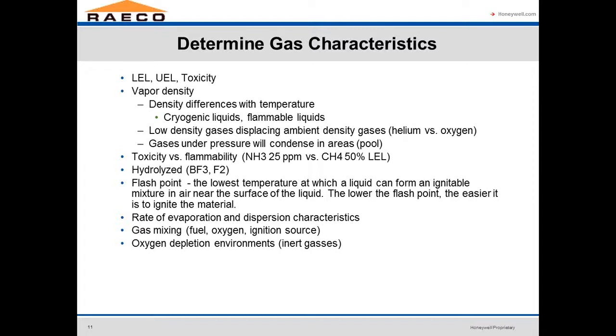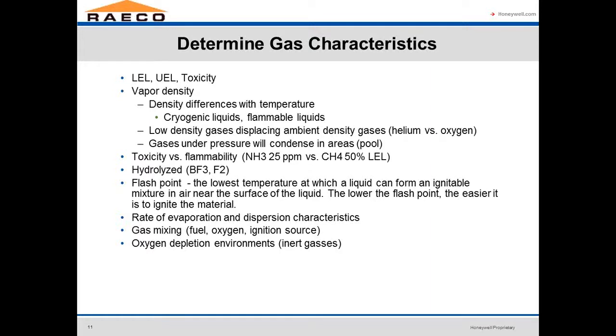Other characteristics about gases you also want to be aware of, such as vapor density. As we mentioned a little bit earlier, it describes how they behave once they are released into the atmosphere, whether they rise because they're lighter than air or pool toward the ground because they're heavier than air. This needs to be determined so that you know where to place your sensors. And again, toxicity versus flammability. The example here is ammonia at 25 ppm, very, very small levels that become toxic. And CH4 is methane, which we measure in the 0 to 100% LEL range.